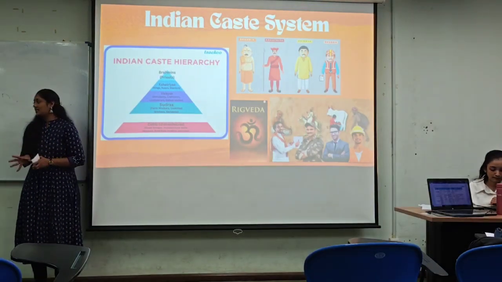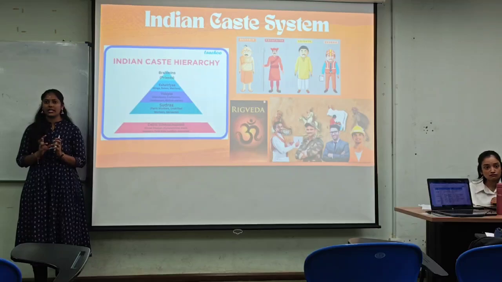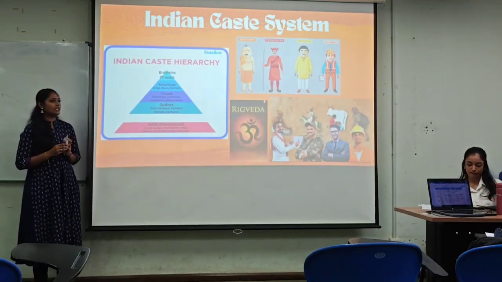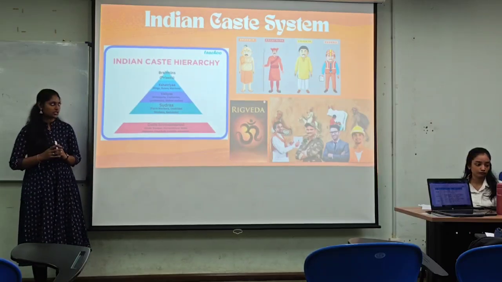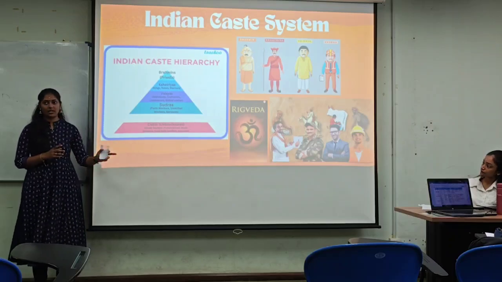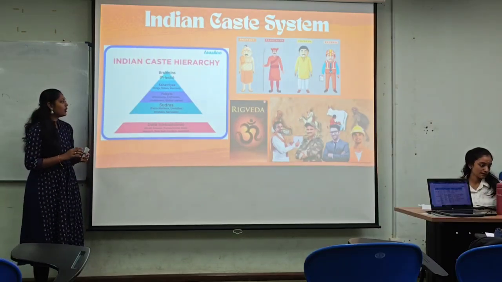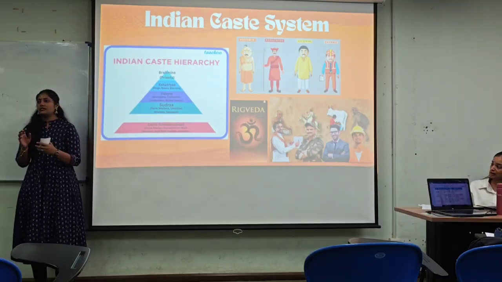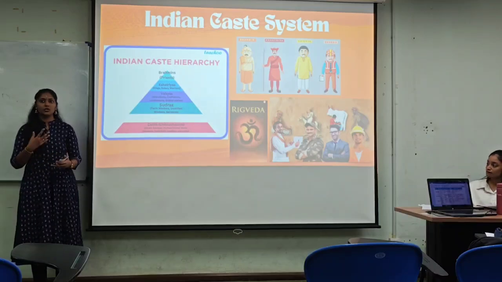So the Indian caste system has its roots in the Rig Veda, which is one of the traditional books of India. It explains the societal separation between communities. As I said, the system is rooted in the Rig Veda over 3,000 years ago. Over time it evolved into an inflexible hierarchy, influencing social standing, employment, and also marriages.